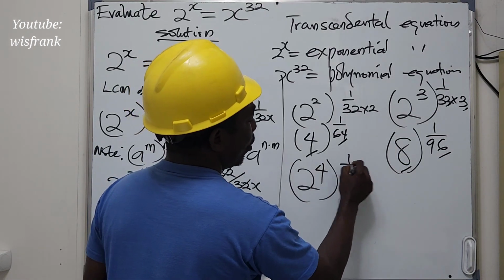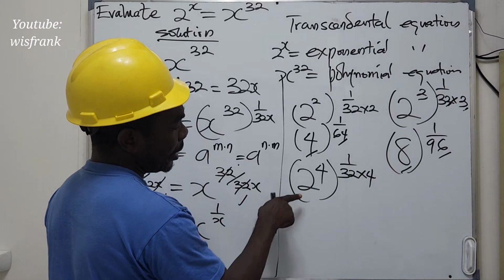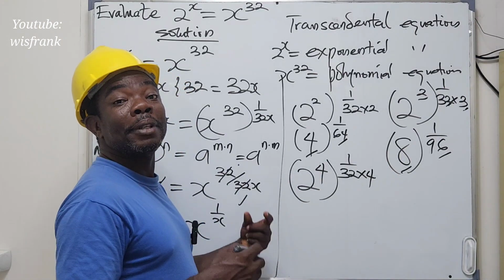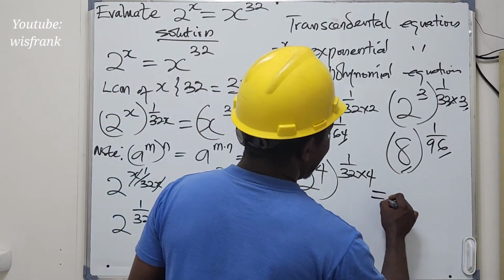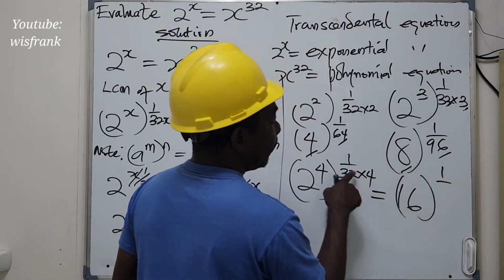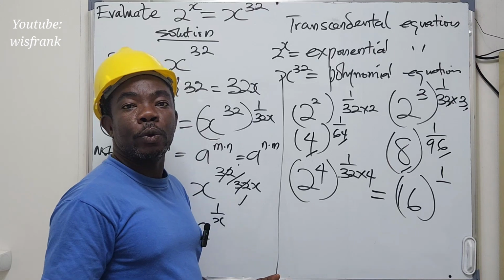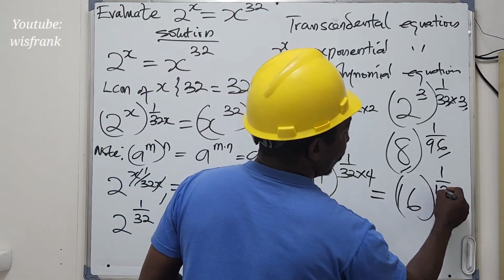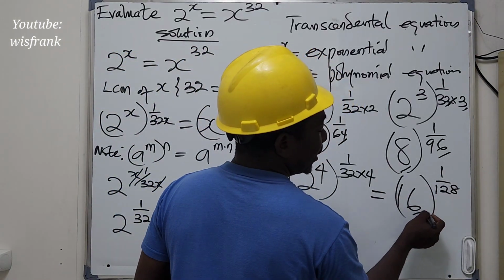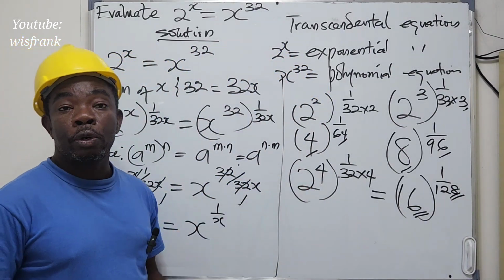Then we have 1 all over 32 times 4. So this is the same thing as 2 to the power of 4, which is the same thing as 16. So we have here 16 all to the power of 1 all over 32 times 4. We have it as 128. So this is 1 all over 128. You can see that 16 is not equal to 128. So 4 will not go.